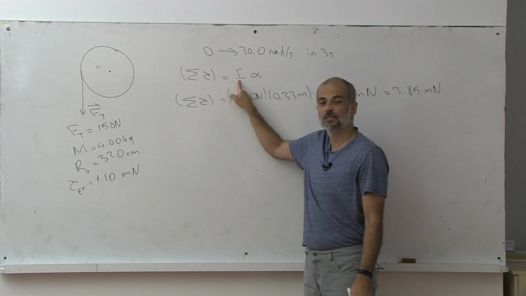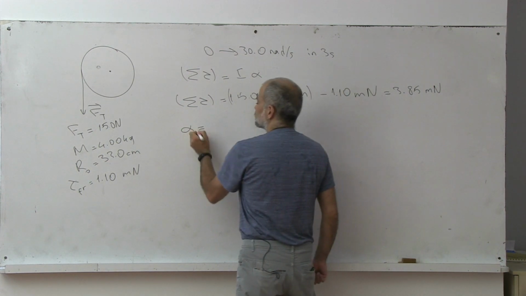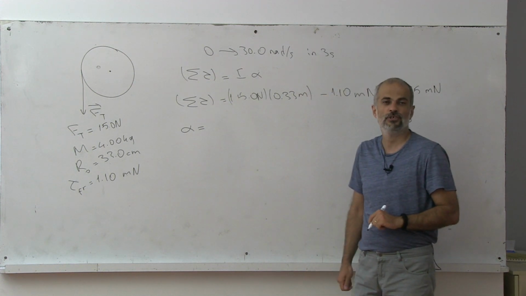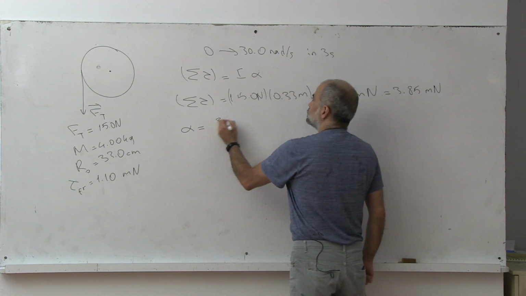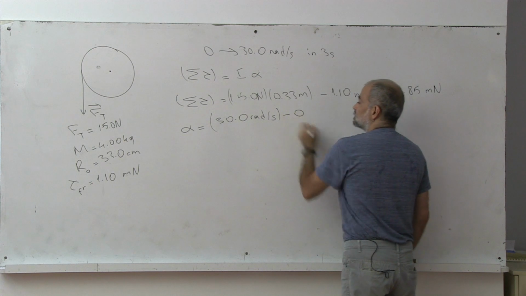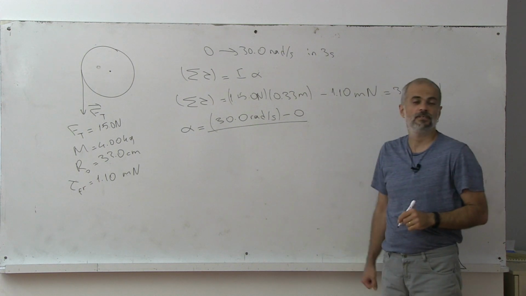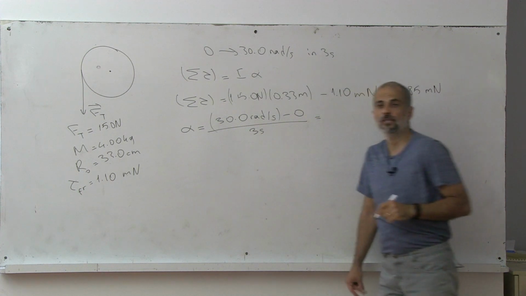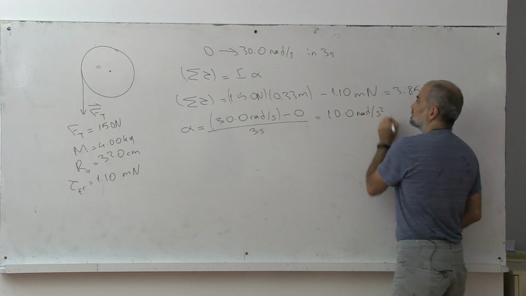If we would like to determine the moment of inertia, we need to determine the angular acceleration. Well, the angular acceleration, if we assume it to be constant, since the forces are given as constant, will also be constant. The angular acceleration will be the final angular velocity, which is 30.0 radians per second, minus the initial angular velocity, which is 0, divided by the time in which this change happens. It's given as 3 seconds. So the angular acceleration is 10 radians per second squared.